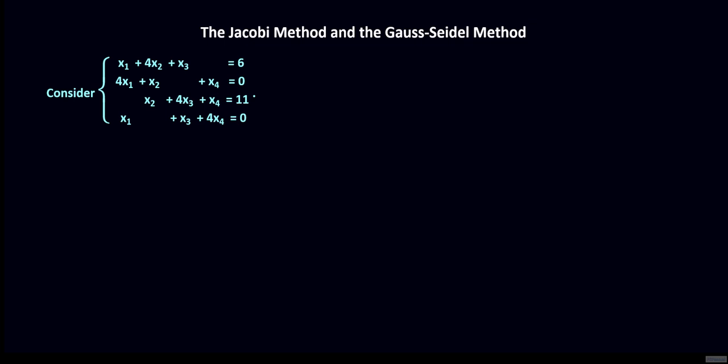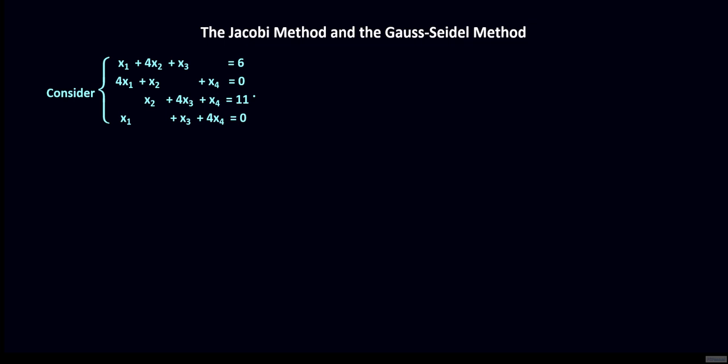In this lecture, we show how to implement two iterative methods for finding the approximate solution to a system of linear equations, assuming that the system of linear equations has a unique solution. The iterative methods that we will present here are the Jacobi method and the Gauss-Seidel method. We illustrate these two methods using the following system of equations.